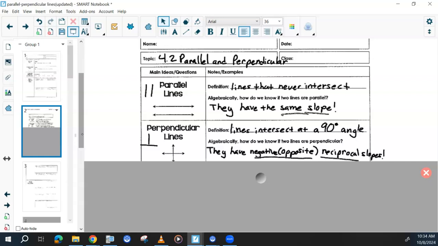So parallel lines, the definition, are lines that never intersect, which means lines that never cross. Algebraically, we know two lines are parallel if they have the same slope. So we've talked a lot about slope and how to write it, how to find it, how to graph it. So we're going to be dealing with that again. And then perpendicular lines, they intersect at a 90 degree angle. So they make like a T, not an X, but more like a T or a cross. And then they have negative or opposite reciprocal slopes. And we're going to talk about what that means.